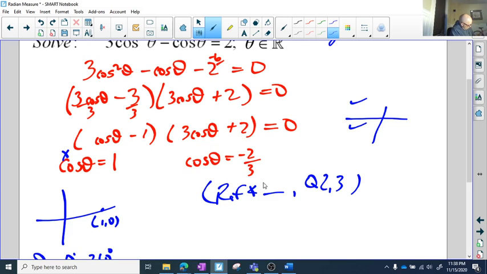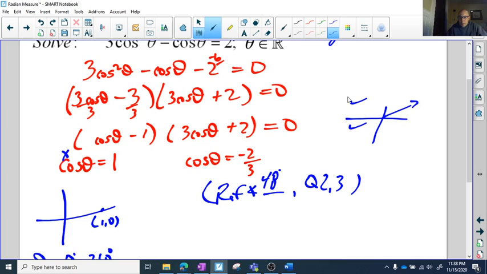Let's go, shift, set up. So I'm going to do it in degrees first. Shift cosine of 2/3 is 48 degrees, roughly. That's not an answer, though, because that's the quadrant 1 version.